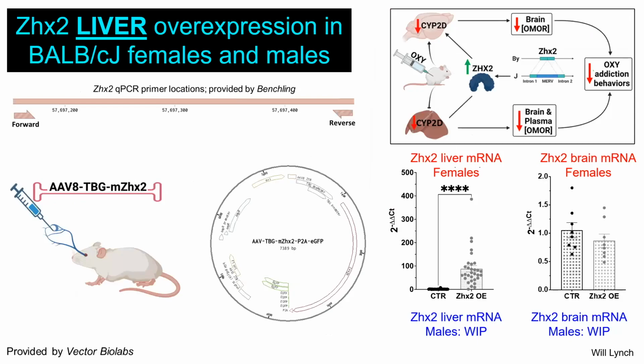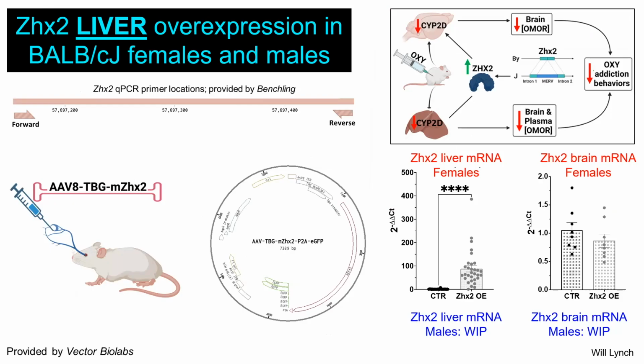So the next thing we did was liver overexpression. And I won't go into the details of the construct. Suffice it to say, it is specific. We don't see overexpression in the brain. We inject it intraorbitally. Let's say it works pretty well, 100-fold increase in expression, not bad.